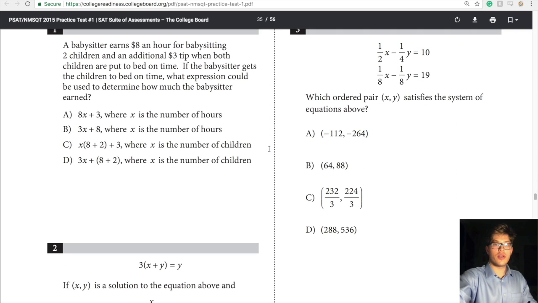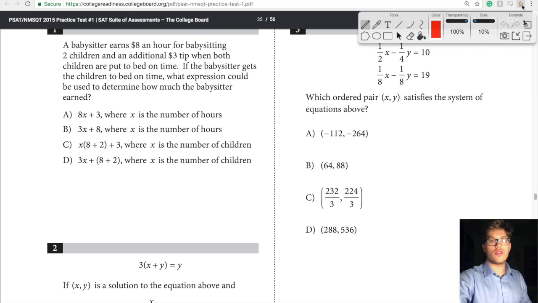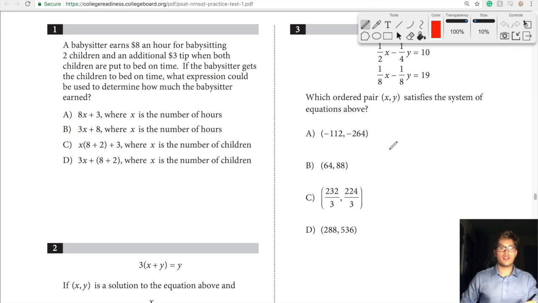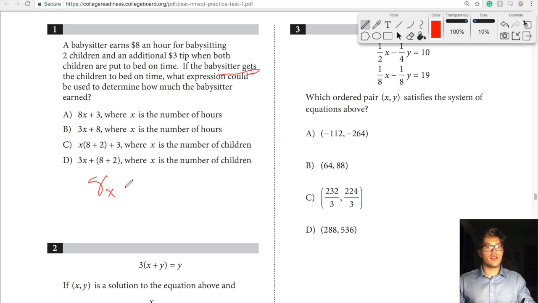A babysitter earns $8 an hour for babysitting when she watches two children, and then she gets a $3 tip when both children are put to bed on time. If the babysitter gets the children to bed on time, what expression could be used? Well, this one's pretty easy. $8 an hour plus the $3 tip. So this is A.